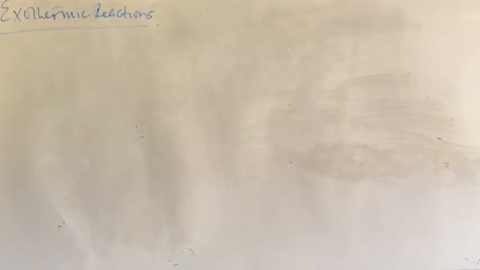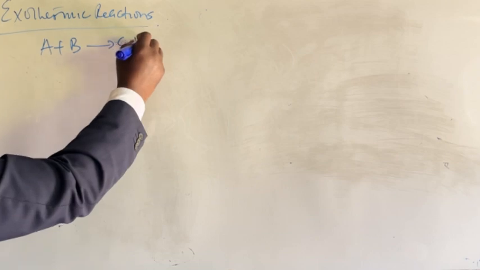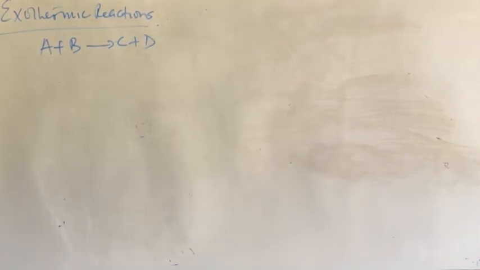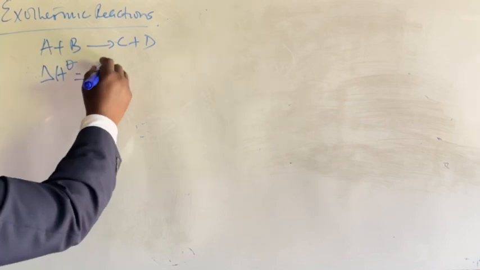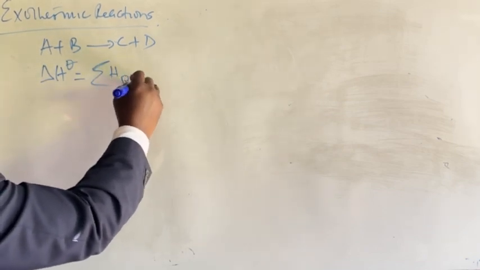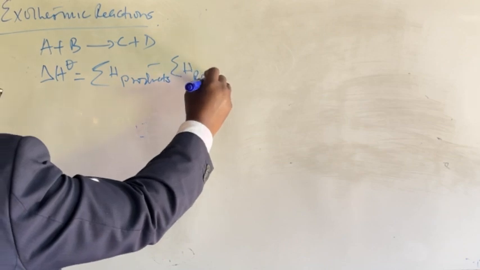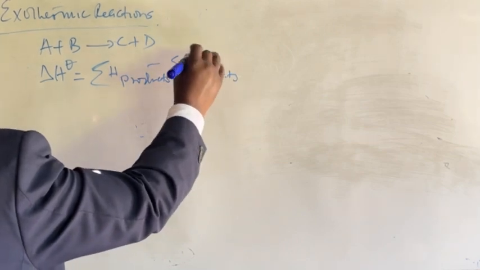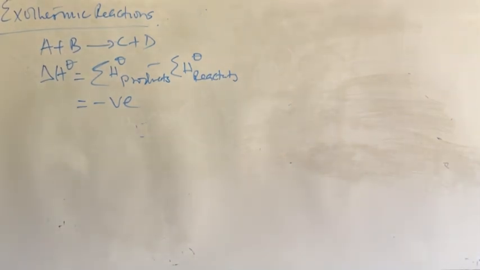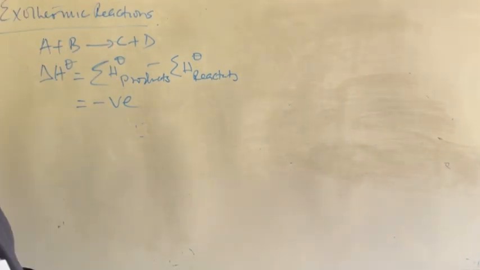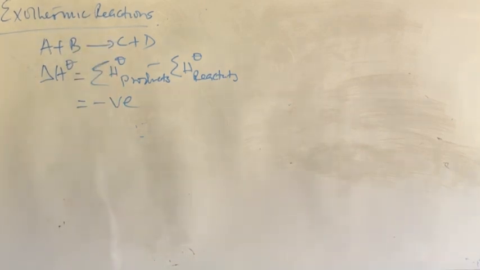If we have that reaction, again, A plus B going to C plus D, and we find that when we take the enthalpy change at standard conditions for the products minus that of the reactants, we get a negative value, then it means that reaction involves evolution of heat. So it is an exothermic reaction.